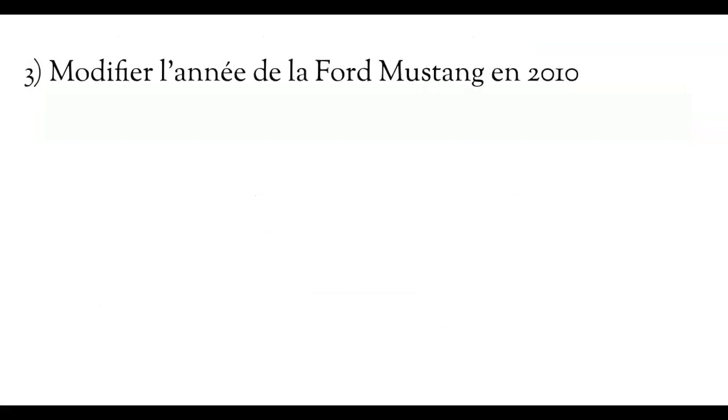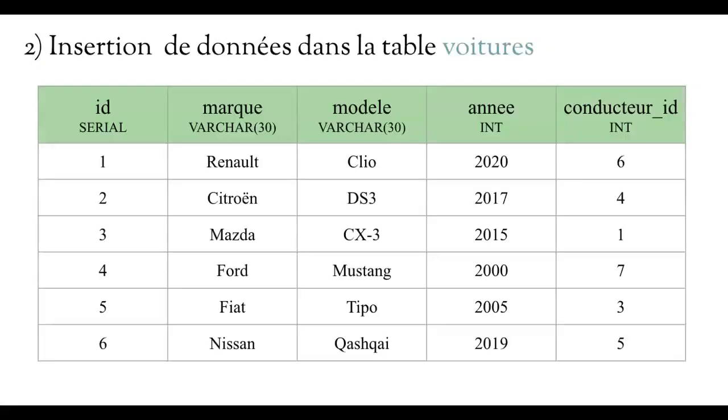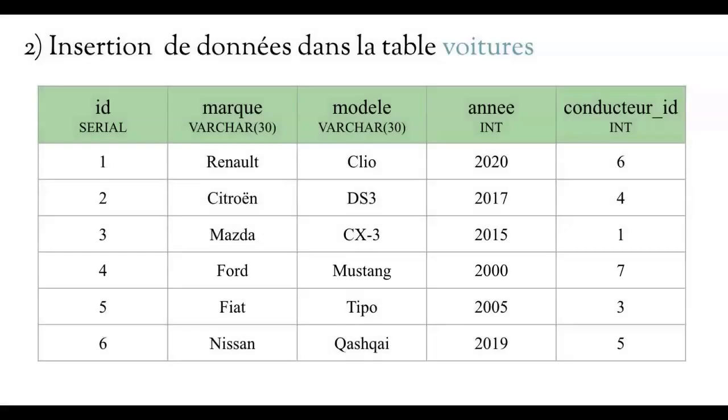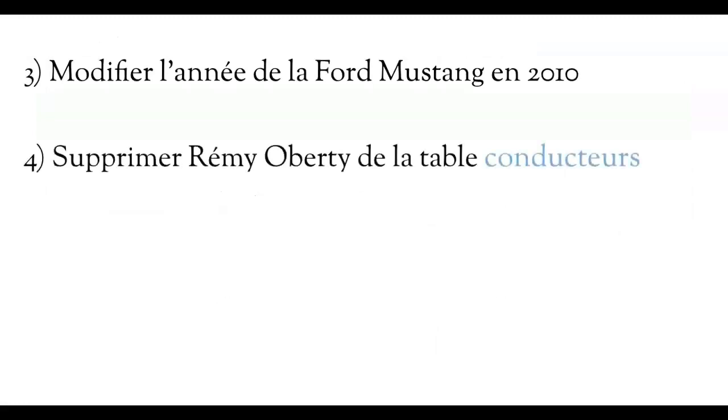Next, you will have to change the Ford Mustang's year to 2010. You can see that the year shown here is 2000. You will therefore have to change it. Finally, you will have to delete Remy Oberty from the drivers table. So now it's up to you.